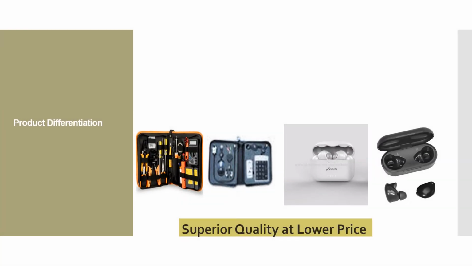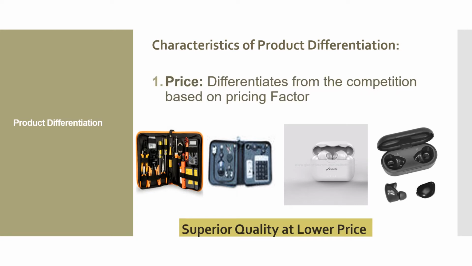Okay, product differentiation. The characteristics of the product differentiation are the following. First, we can differentiate a product by its price. So, it differentiates from the competition based on pricing factor. A price differentiation is a pricing strategy that charges different segments of customers different prices for the same products or services. So, we have here an example. This is a superior quality at the lowest price. So, that will be the differentiation from the other products.